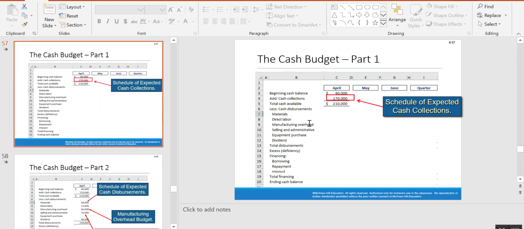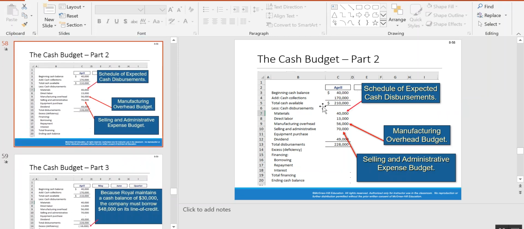So as we prepare this cash budget, I want you to see a couple of important things. First, we start with the cash balance, add in our cash collections, and get a cash available. Then we identify the cash disbursements that we're going to spend, what we're going to lay out.